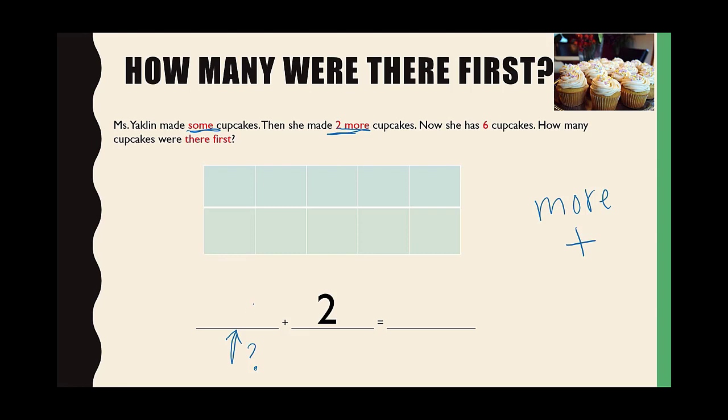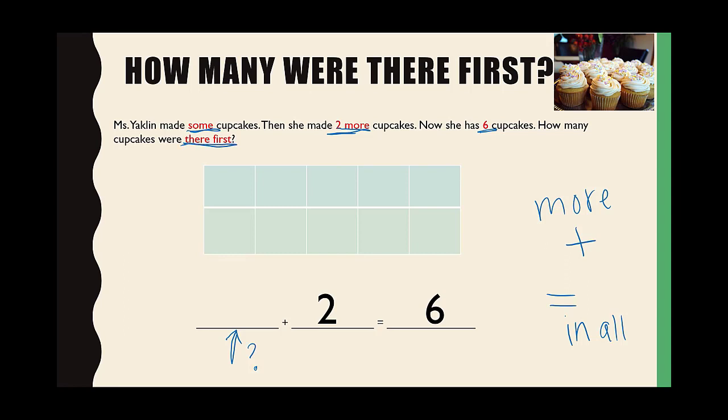So we know that I made some cupcakes and then I made 2 more. So I put the number 2 right here. Now she has 6 cupcakes. So now I know how many cupcakes I have in all. And so since it's in all, we're going to put it after the equal sign because that tells us in all. So I had some cupcakes, I made 2, and then I got 6. And now we want to know how many were there first. How many did I have before I made 2 more?